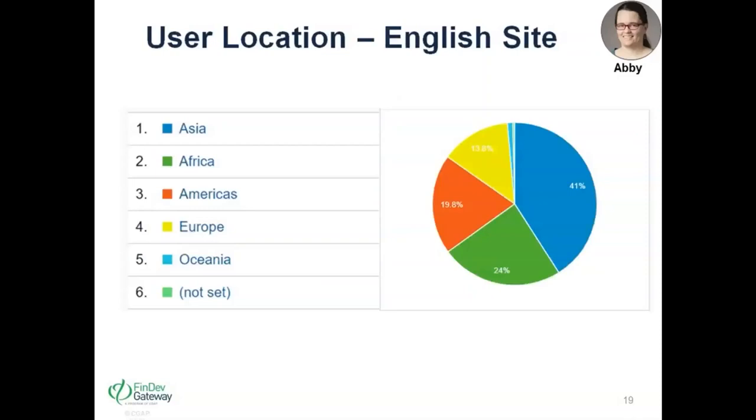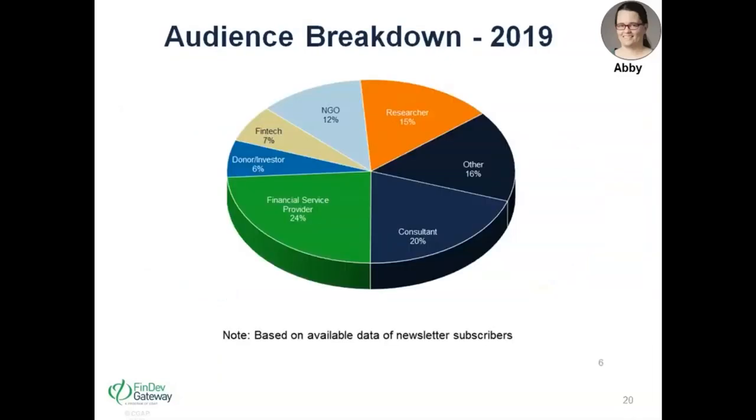And then, of course, for the regional sites, they focus, obviously, on their region. The Spanish site has users mostly from Latin America and the Caribbean. The French site focuses on Francophone countries, especially in sub-Saharan Africa, and the Arabic site, of course, primarily from Middle East and North Africa. And then where do our users come from in terms of type of institution?